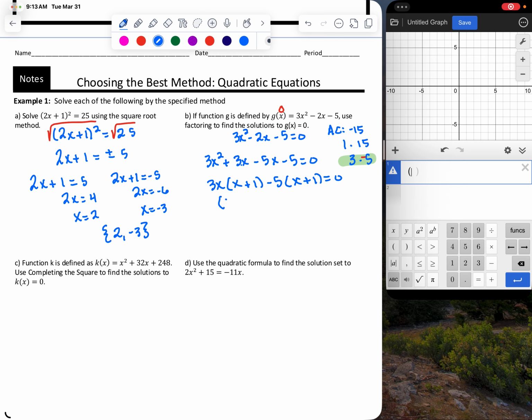Now take your outsiders, put them in one parenthesis, and then write down one of your twinsies, and then set each factor equal to 0 and solve. So here 3x would equal 5, therefore x would equal 5/3. Over here, x would equal -1. So my solution set is 5/3 and -1.